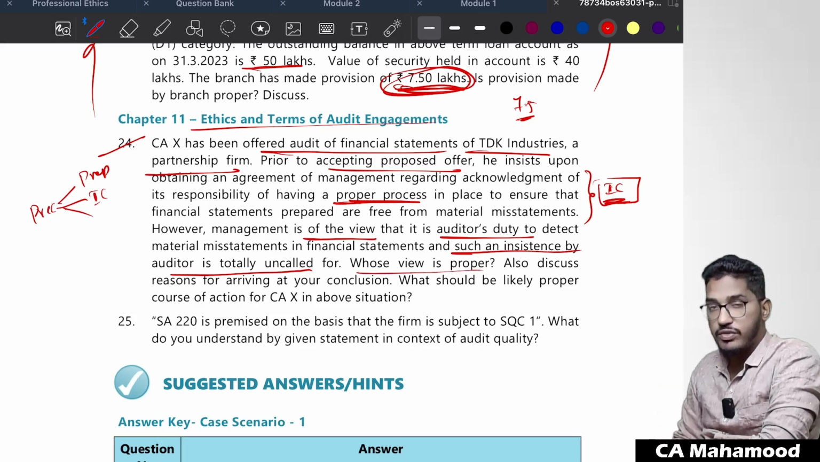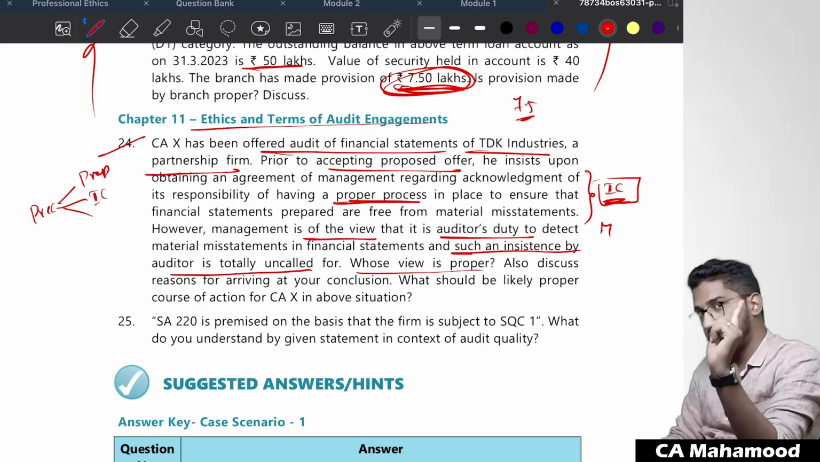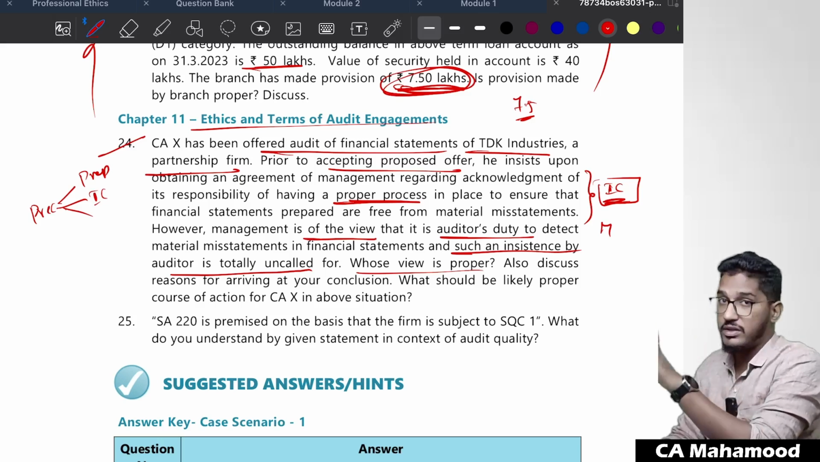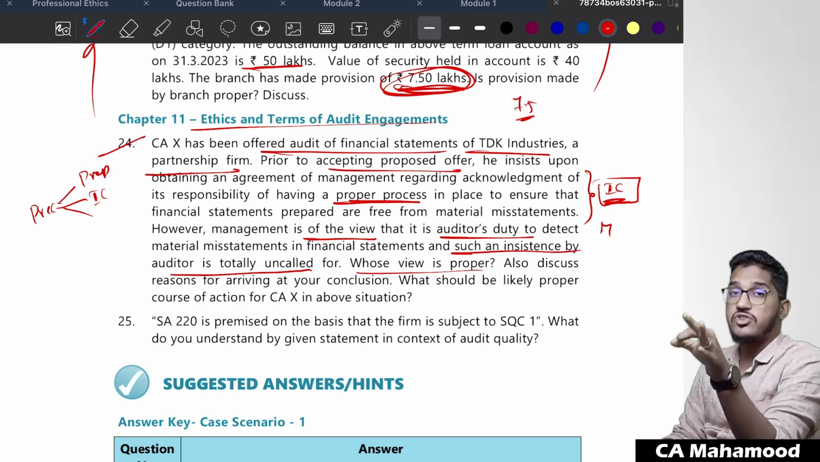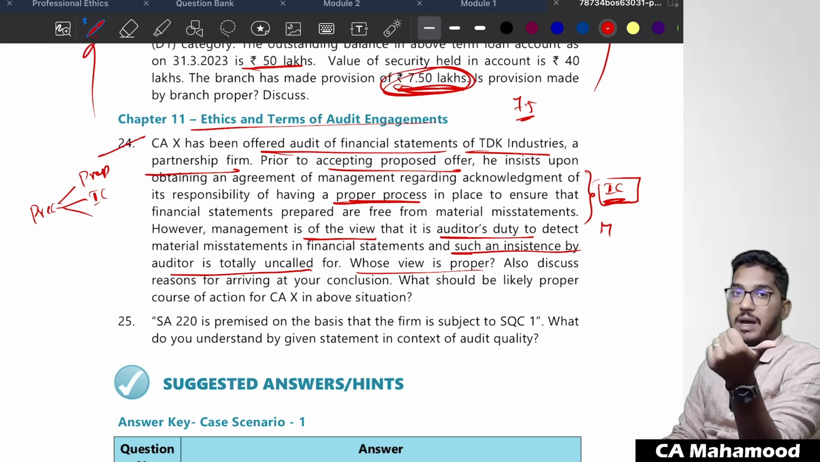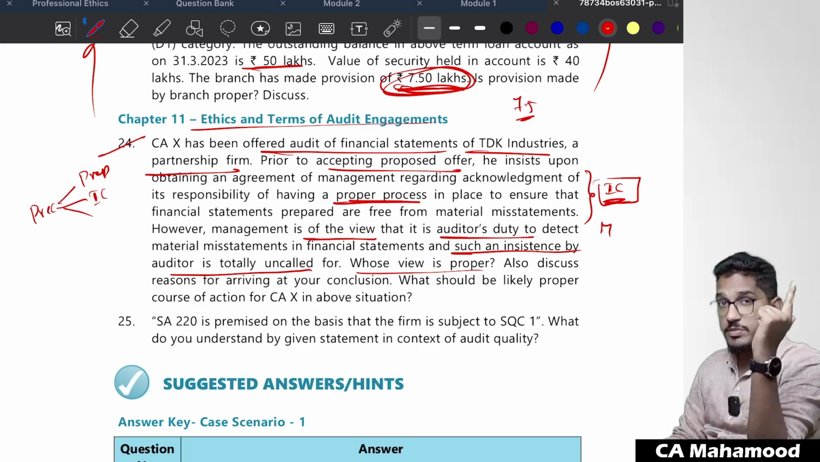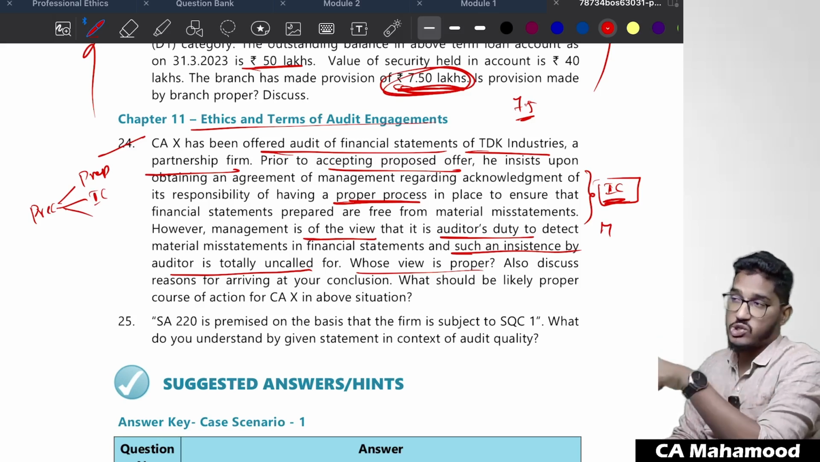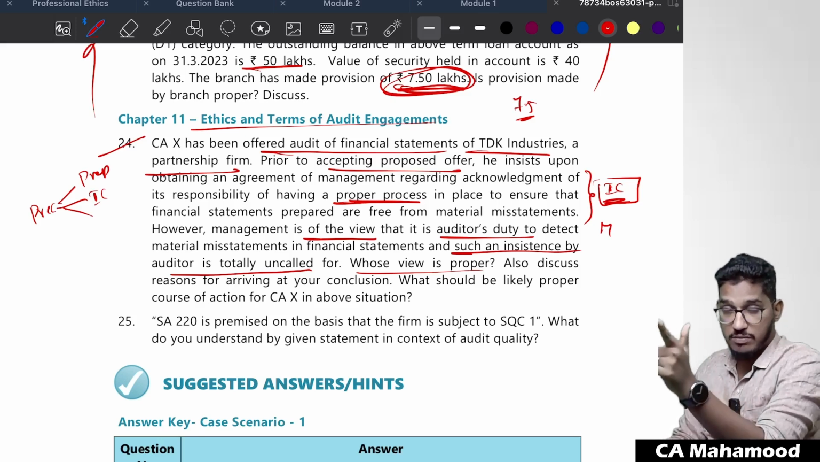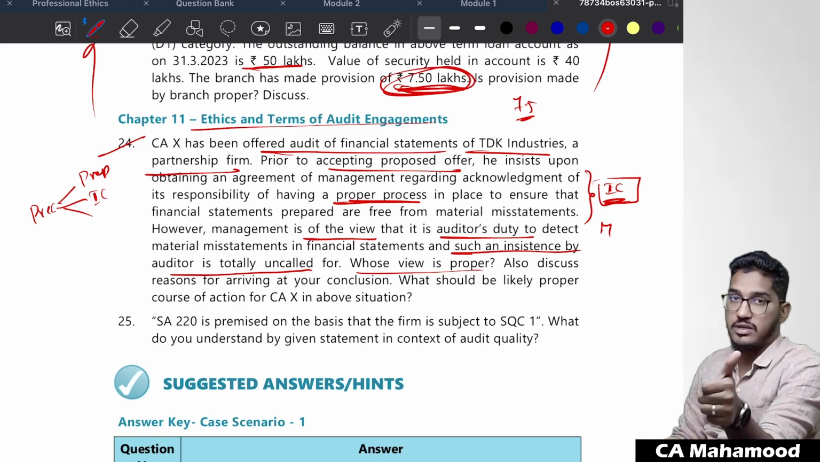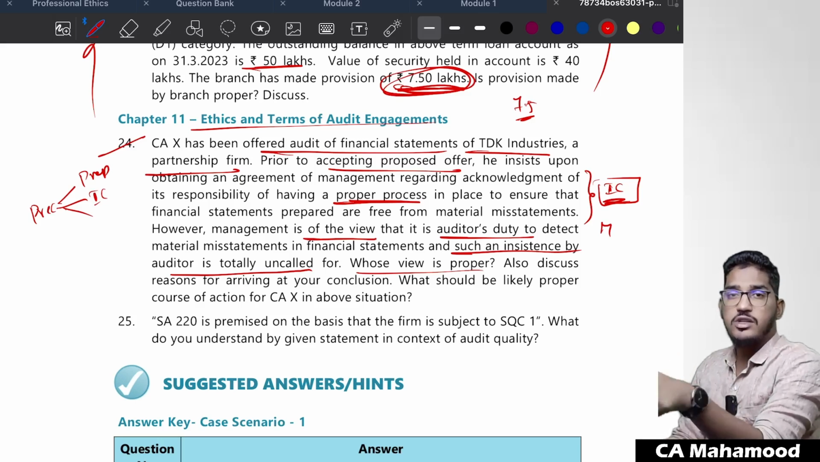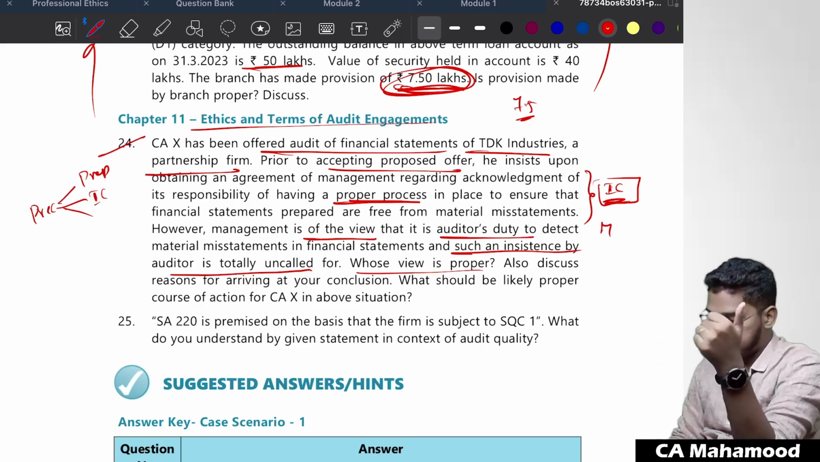Whose view is proper, management or auditor? Auditor's view is the only proper one. Yes, the auditor will detect, but the auditor's responsibility is not completely detecting misstatements. The responsibility for prevention and detection of frauds and errors always rests with management. So it is the responsibility of the management to implement internal controls to make sure that financial statements are free from material misstatements. That's what the auditor is asking the confirmation for. Auditor's view is 100% correct. But management is telling, no, we are not responsible for implementing internal controls, which is obviously 100% wrong.